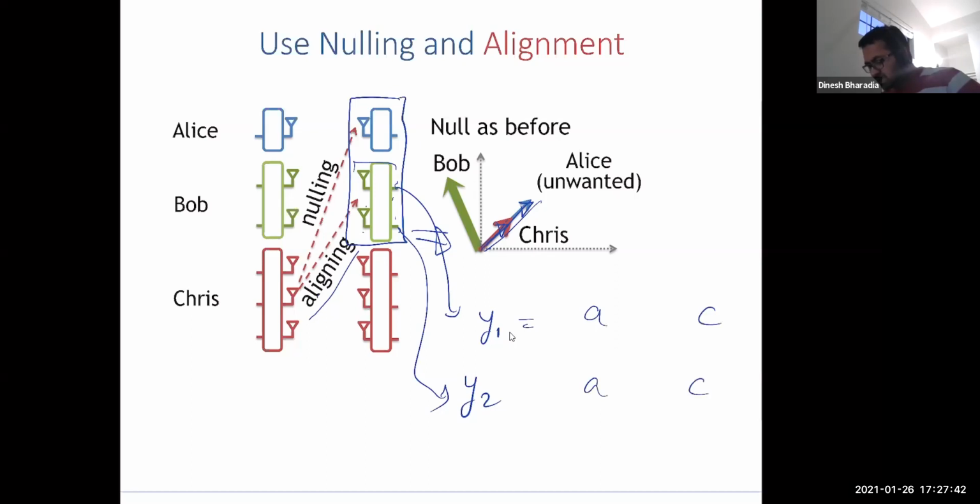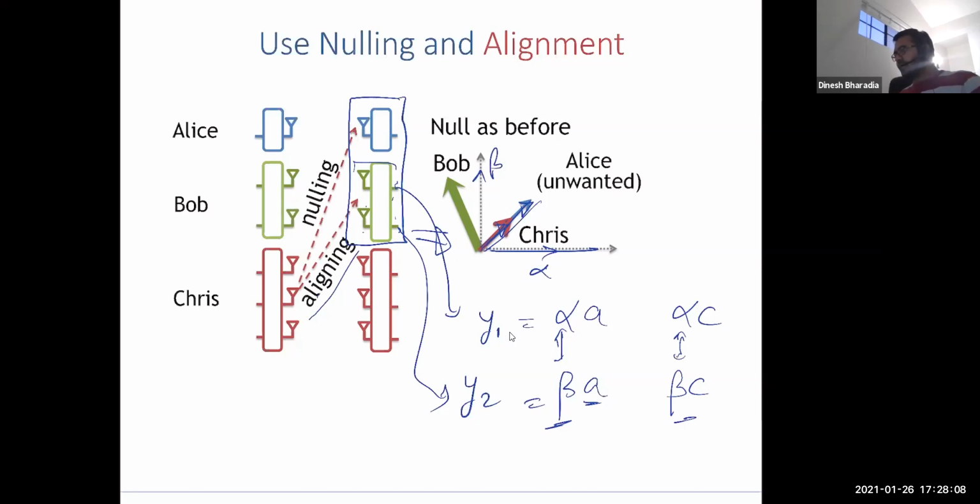and Chris's signal as C, the final coefficients alpha and beta are the same for both Alice and Chris. So this ratio is the same, meaning they have alpha contribution here and beta contribution here. They can be scaled-up versions of each other, so they can have some additional gain, like this can be 10 times alpha, this can be 10 times beta for some reason. So if you have this, right?